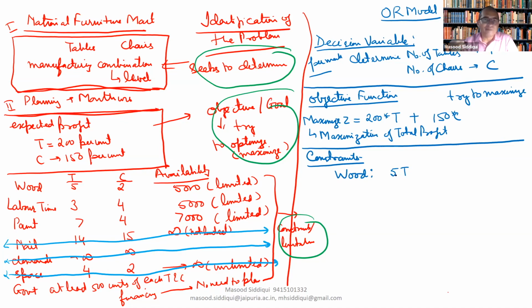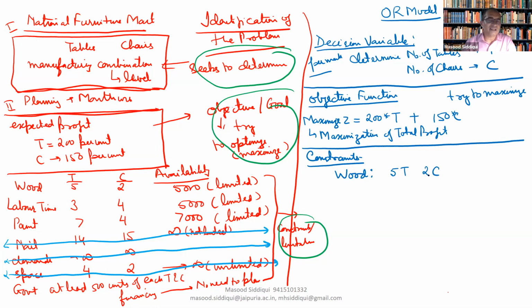Here again we have made an inherent assumption that whatever the number of tables is, the use of wood per table would remain constant, that is 5. In the same manner, each chair is utilizing 2 units of wood, and the total number of chairs that we are thinking of manufacturing per month is C. So the total wood that would be utilized by the chairs would be 2C.